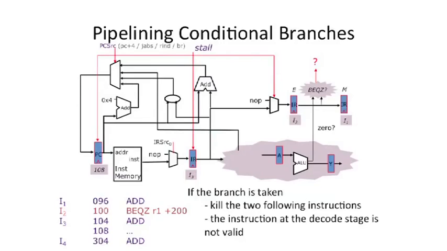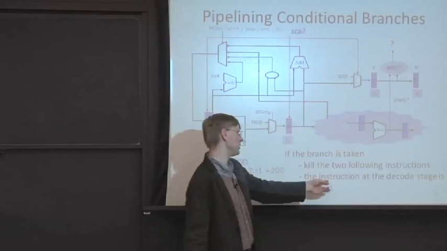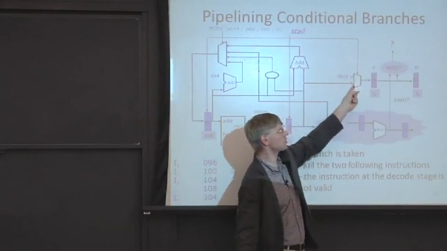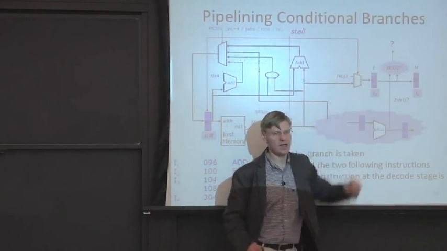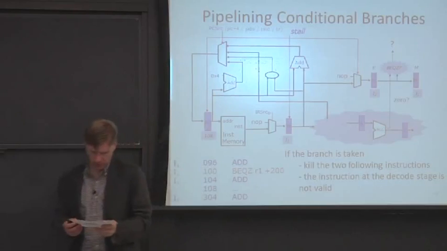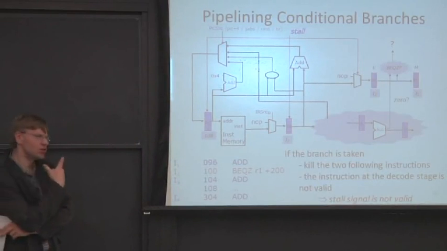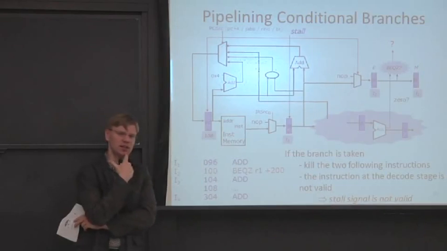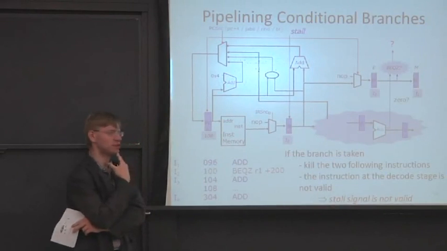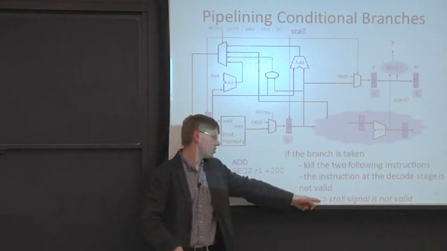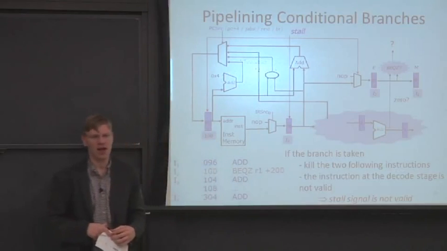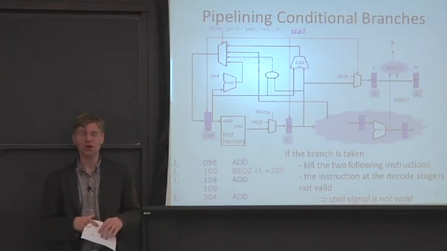So if a branch is taken, we need to kill the next 2 instructions. And the instruction at the decode stage is effectively invalid. So we need to swing this mux here. So we're going to have to add an extra control line onto this multiplexer. And now, stalling and killing makes a lot more difference. So the stall signal has to effectively be killed or nullified at this point.